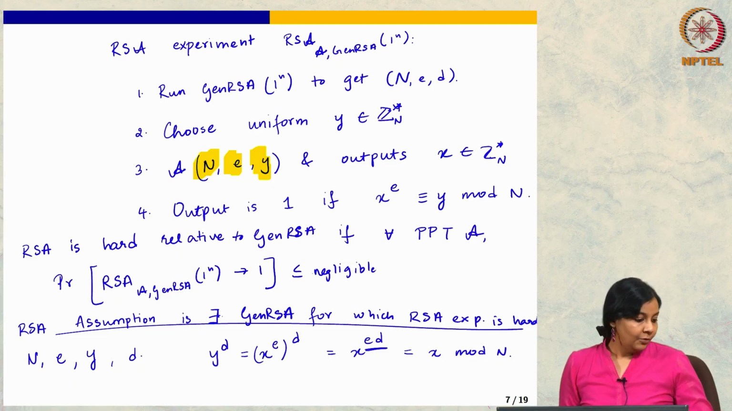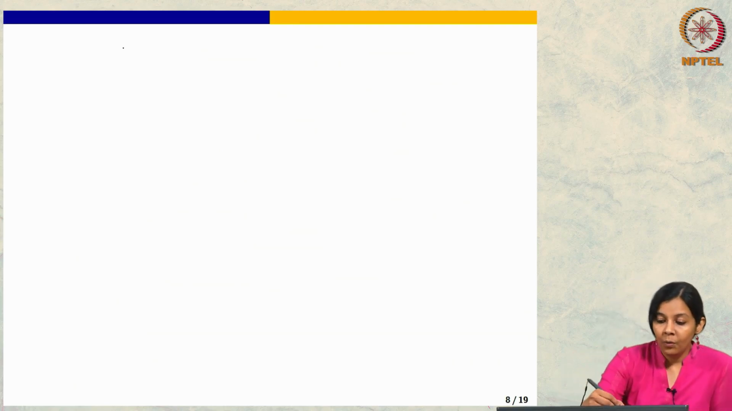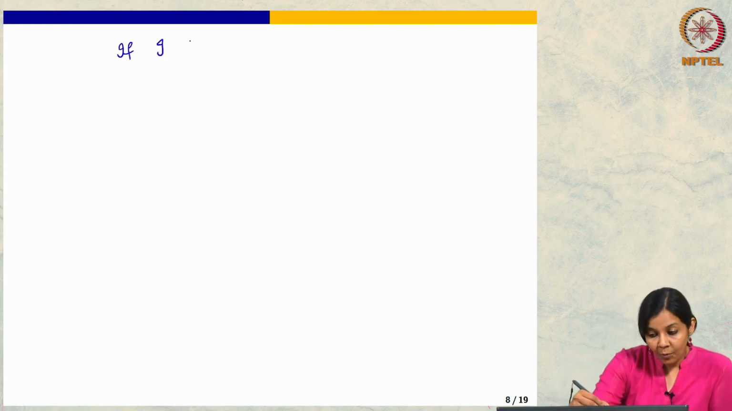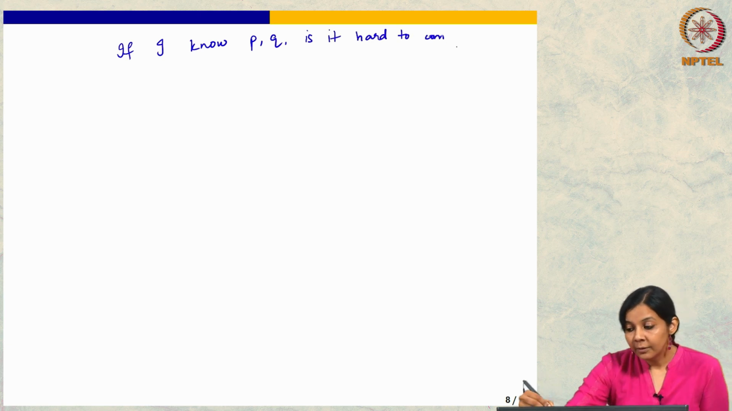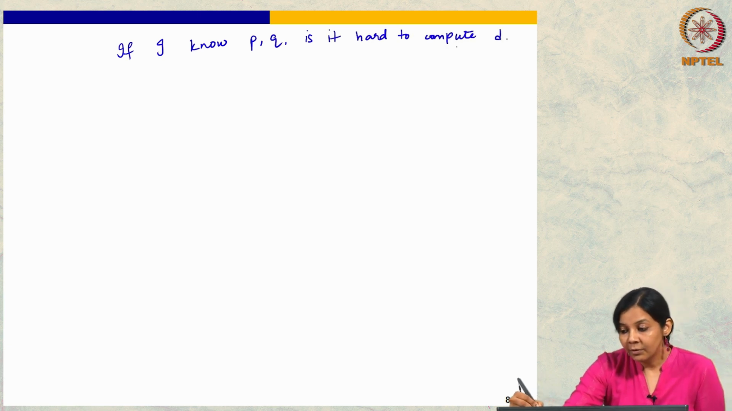Let's examine that. So, the question is that if I know P and Q, then is it hard to compute D? This is your question. Yeah, so the answer is no.